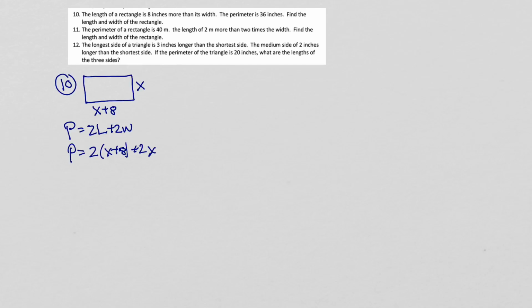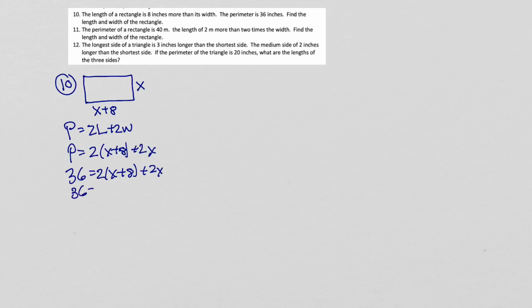So it says if we let x be the width, then the length is 8 more than that, the width plus 8, and then we have a formula for the perimeter of a rectangle is 2 lengths plus 2 widths. So I know the perimeter is 2 times x plus 8, because that's the length, and 2 of these widths. But we're also given P here. P is 36, so I'm going to replace that. So I'm going to get 36 equals 2 times x plus 8, plus 2x.